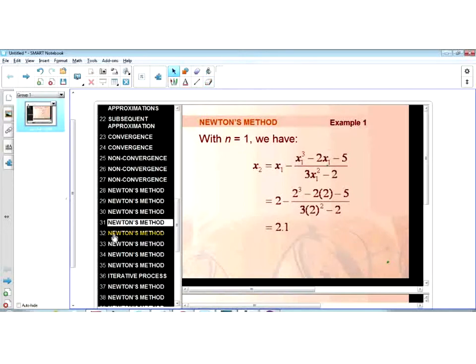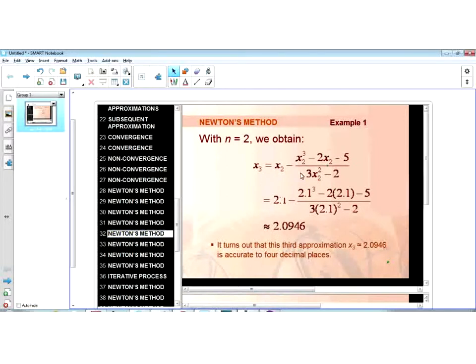All right, so slide 32. So x of 3, there you go. And so they found that x of 3 was approximately 2.0946. So this is accurate to 4 decimal places.